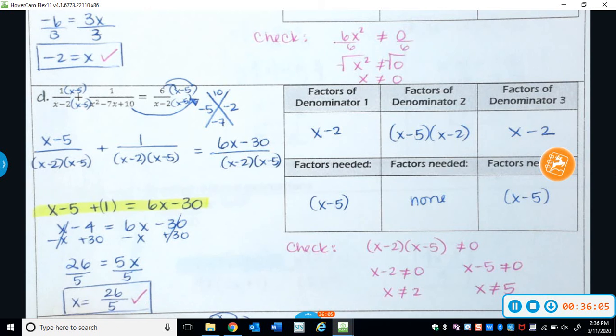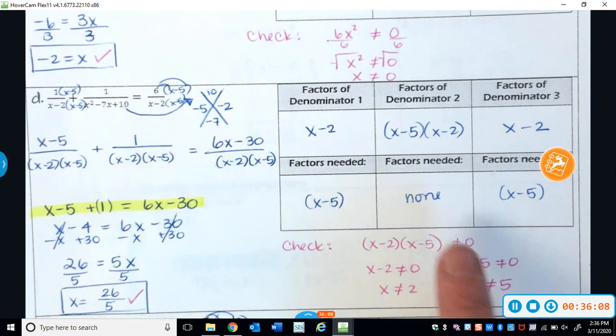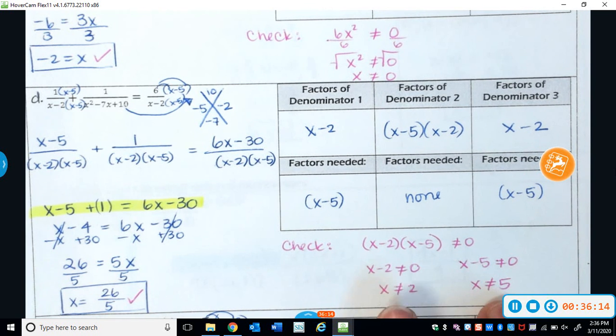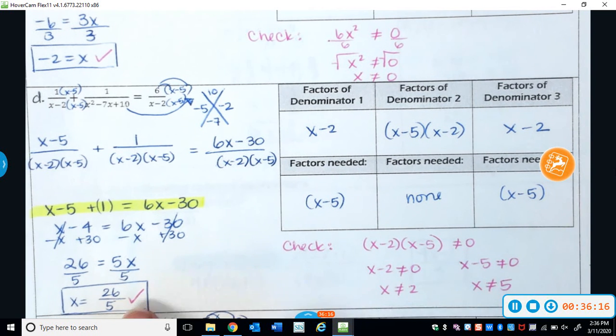I always choose to check by making the denominator equal to 0 by doing the domain restrictions. So I know that the two x values that make the denominator 0 are 2 and 5. Since my answer is neither of those, that means this really is a solution. It is not extraneous. It does work.